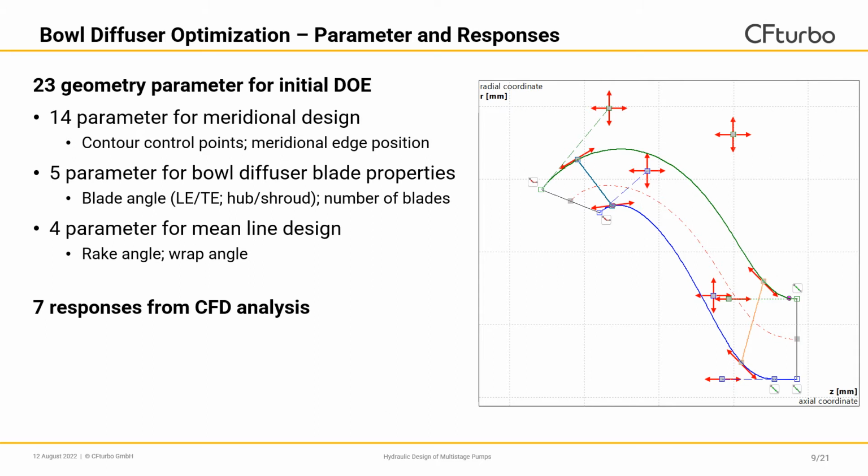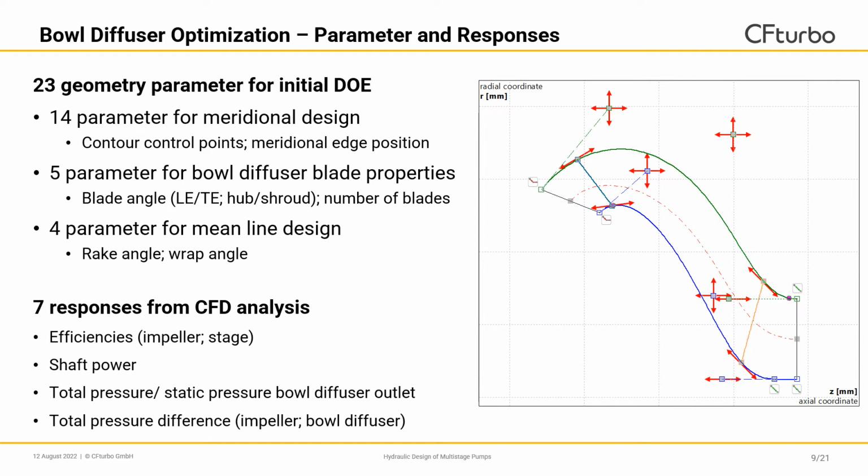From the CFD analysis, we got in all 7 responses. So these were the efficiencies for the impeller as well as for the pump stage. We evaluated the shaft power. We evaluated total and static pressure at the bowl diffuser outlet right here. And of course, we evaluated the total pressure difference of the impeller as well as the total pressure drop inside of the bowl diffuser.